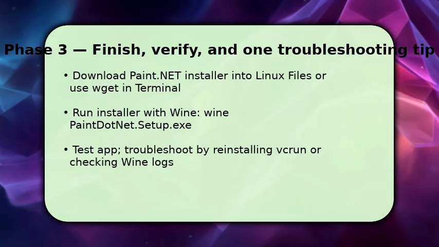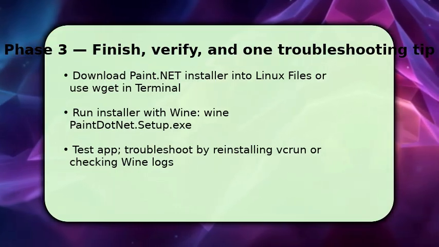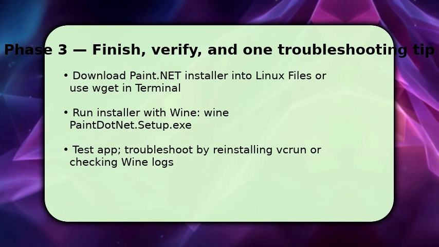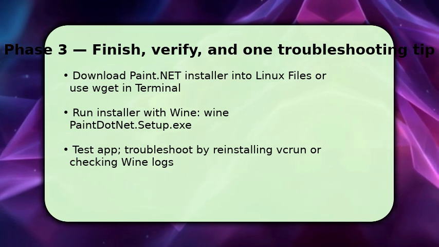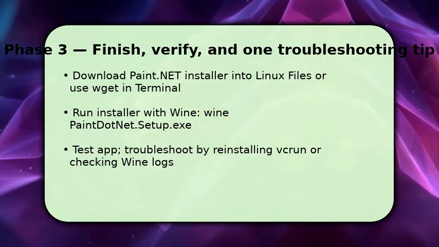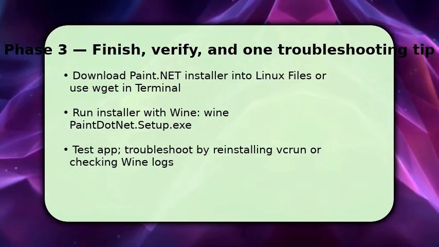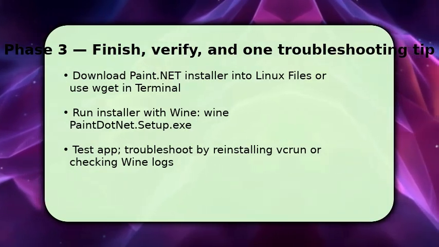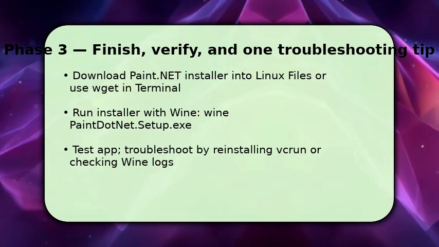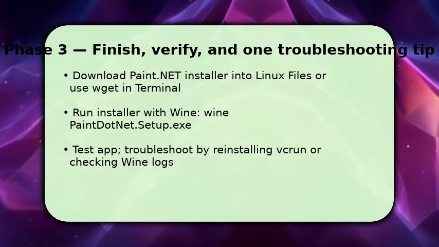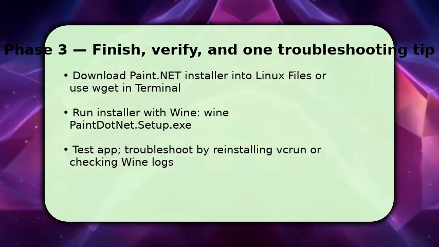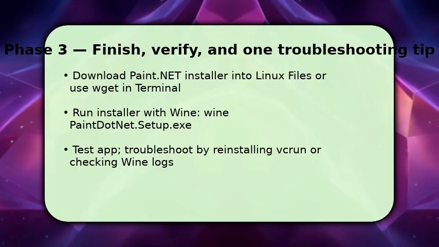Once installed, launch Paint NET via Wine Start or a created shortcut. Test opening and saving an image. If it crashes, check the Wine terminal log. Reinstall vcrun2015 or corefonts via Winetricks, and ensure the Wine prefix is 64-bit. That single troubleshooting tip usually resolves 80% of issues.